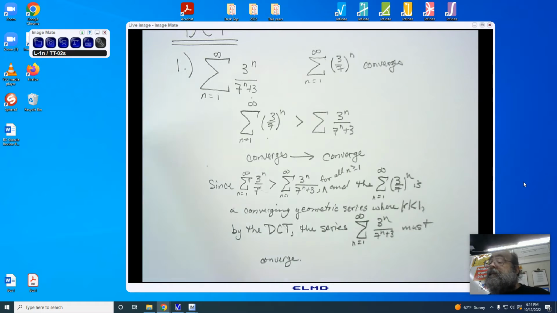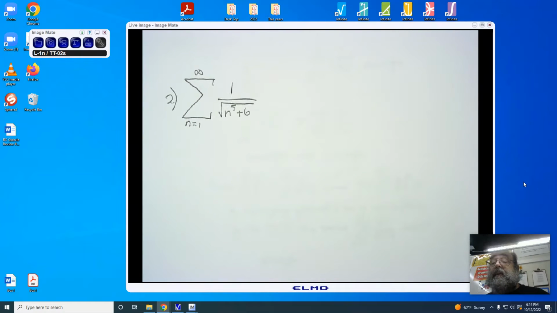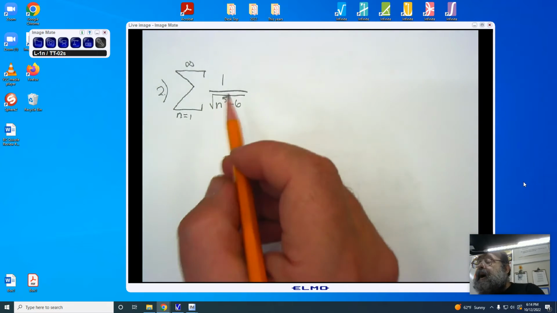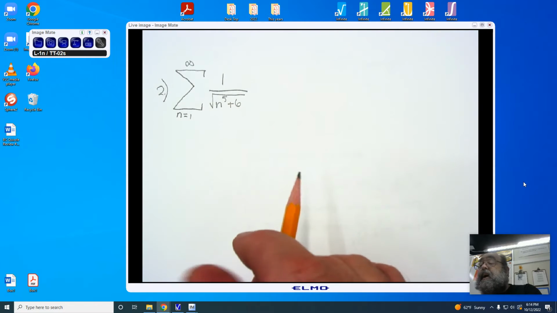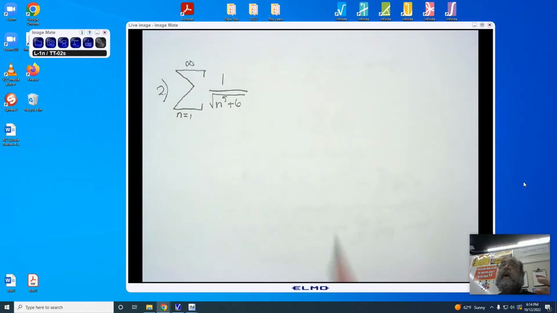Let's take a look at another for direct comparison test. Now, you'll notice in this direct comparison test, we have that plus 6. That's what I'm not going to look at. That plus 6 is creating a larger denominator. That larger denominator is creating a smaller series. So what do I know?